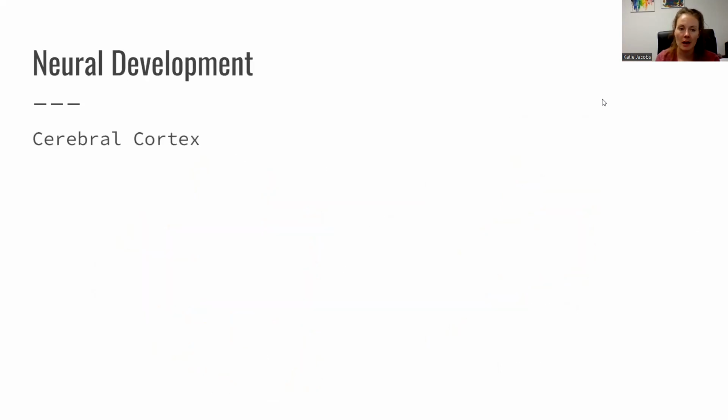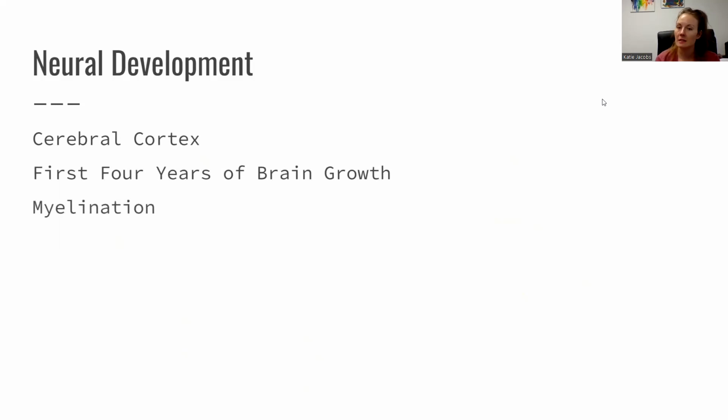With neural development, the cerebral cortex is the outer layer of the brain. During the first 4 years, there's rapid brain growth, and part of this is myelination. Different parts of the brain myelinate at different points in the lifespan. When babies are first born, and we'll talk about this later in this presentation too, their eyesight's not super great. But by 1 year old, it gets a lot better, almost adult-like. What happens is the visual cortex is getting myelinated so that it's able to serve its function and come online.